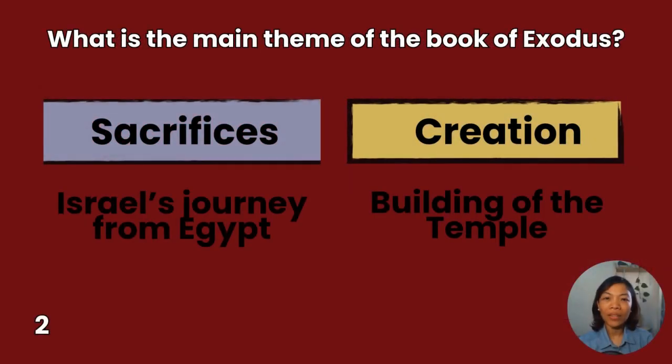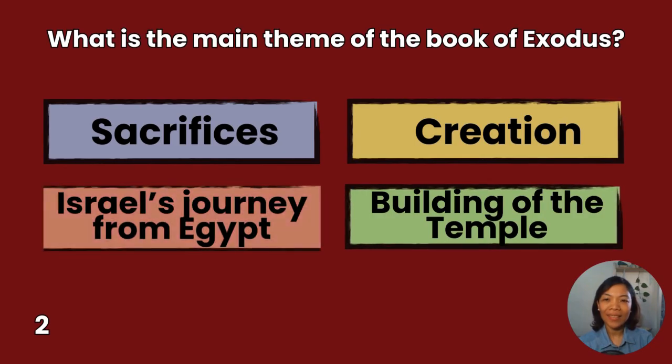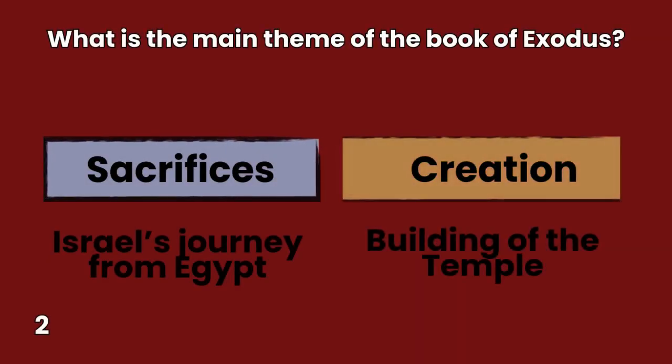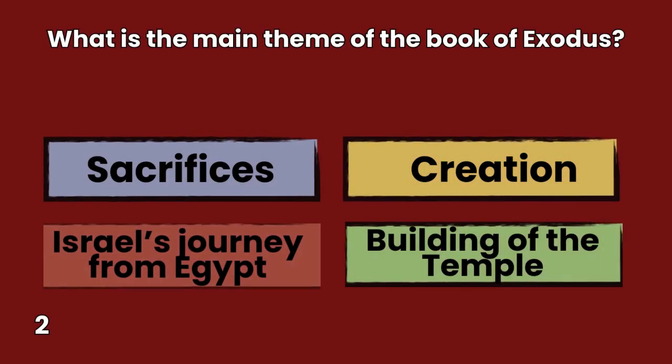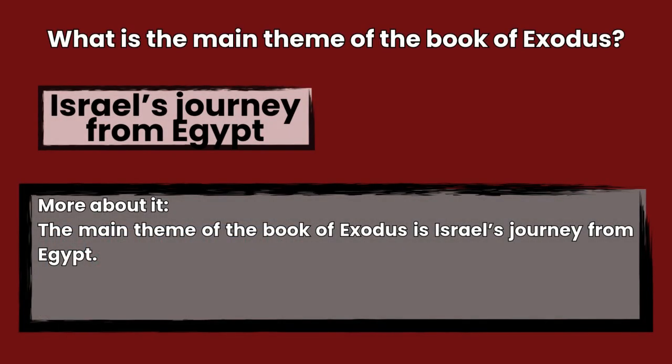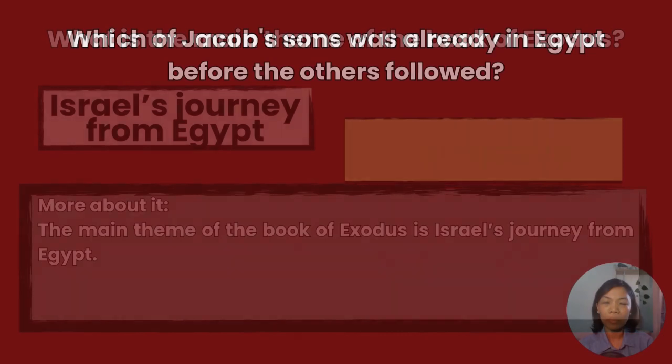2. What is the main theme of the book of Exodus? Sacrifices, Israel's journey from Egypt, creation, building of the temple. You have 10 seconds to answer. The answer is Israel's journey from Egypt. The main theme of the book of Exodus is Israel's journey from Egypt.